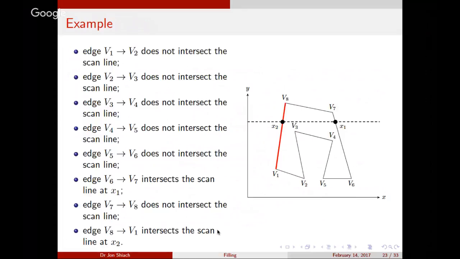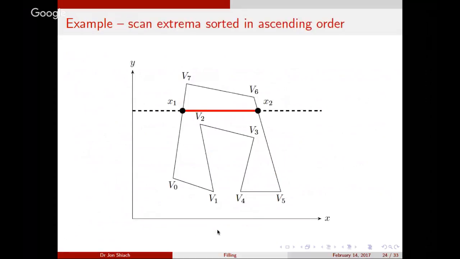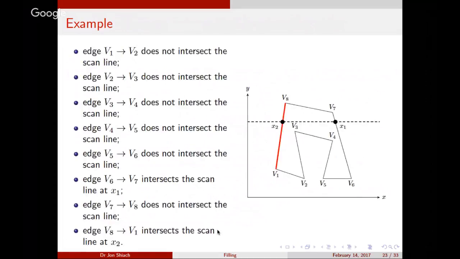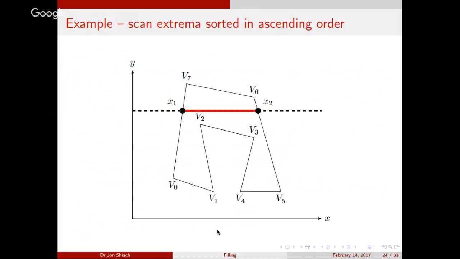What I then do is arrange them into ascending order. So I've just swapped them around, so I call that x2 and I call that x1 because that's got a lower x value than that. So I list them into ascending order, and then I plot, or fill in, all the pixels between that pair of scan extremer. And that was an easy case because we only had 2.